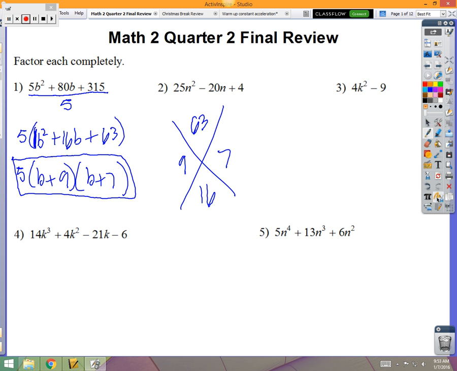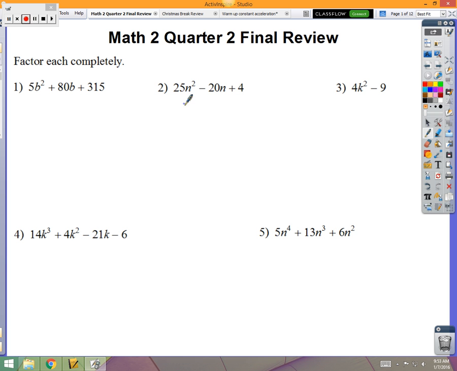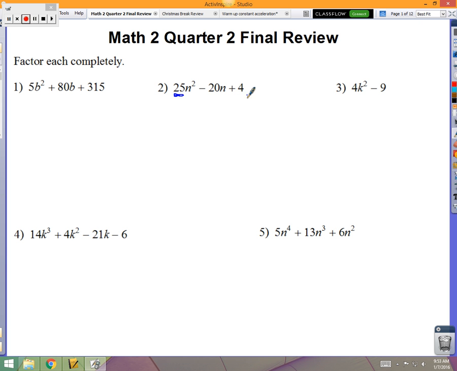Number two, if you look at it, this number's got to jump out at you, and this number. This is a special case. These are both perfect squares. And if they are perfect squares, then you can just do the square root. How they're timesing to get the 25n squared is 5n and 5n. And how they're timesing to get the 4 is a 2 and a 2. And now the middle will determine what the signs need to be.